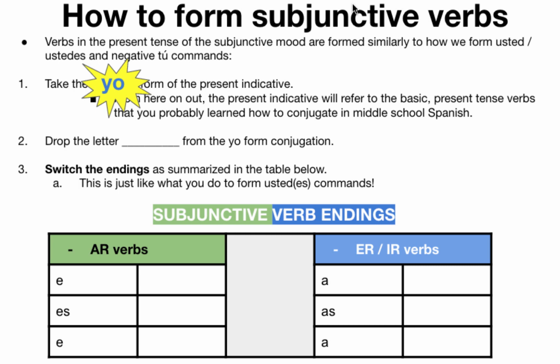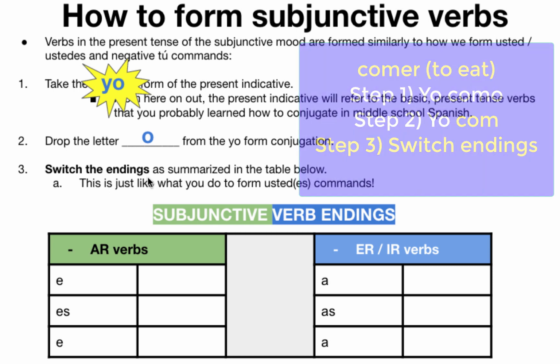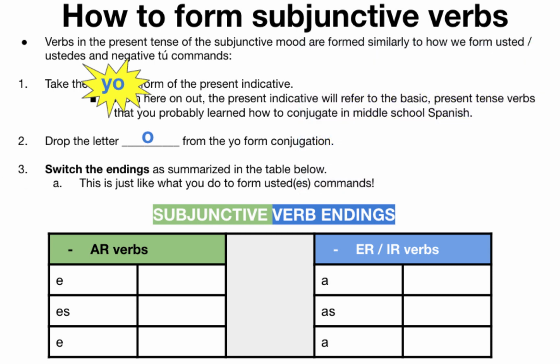The next thing that we do is drop the letter O from the yo form conjugation. So for example, if I were conjugating comer, I would say yo como, right? My stem, if I drop the letter O, would be C-O-M, okay? Then after that, in step 3, we switch the endings as summarized in the verb houses that we're about to fill out below. And again, this is just like what you would do to form usted or ustedes commands.